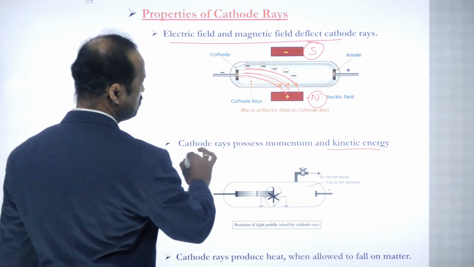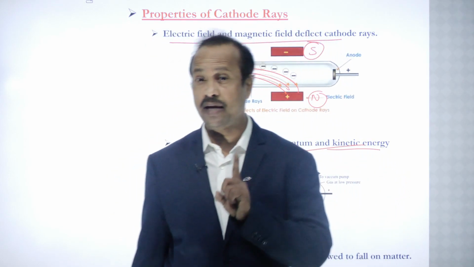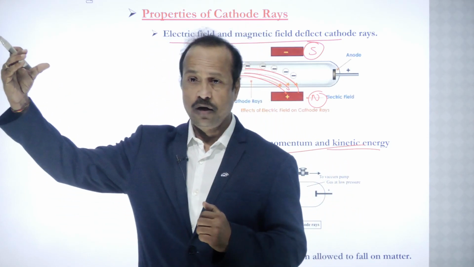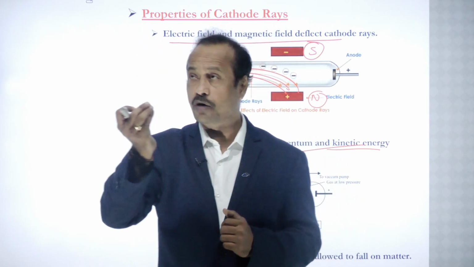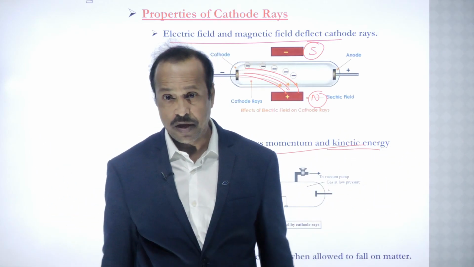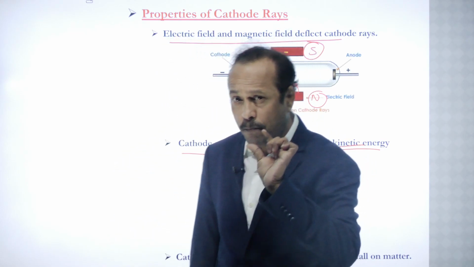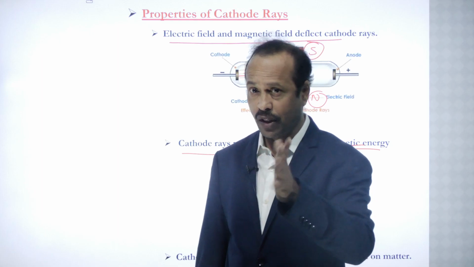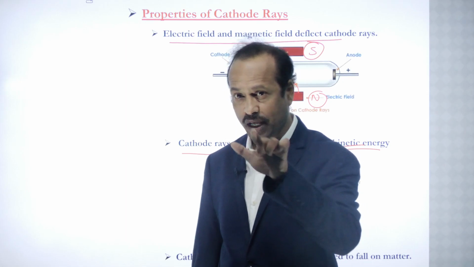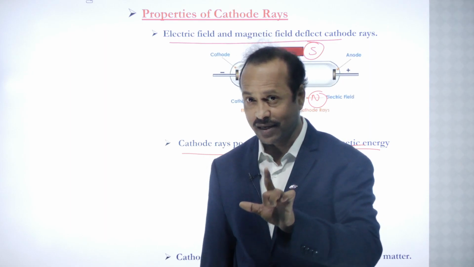Next, cathode rays possess momentum and kinetic energy. This is also an important point. Cathode rays produce mechanical energy. Students, what does mechanical energy mean? For example, there is a light in your house, and the light rays travel in all directions and fall on the walls. If you place a light wheel in the path of light, does the wheel rotate? No, the wheel cannot rotate. Light rays cannot rotate the wheel, meaning light rays cannot produce mechanical energy.